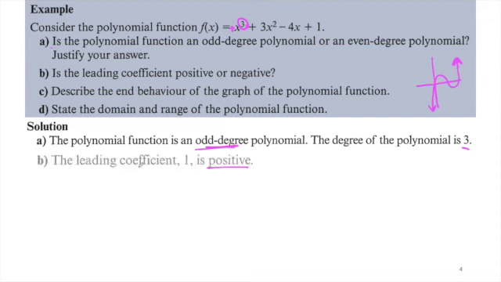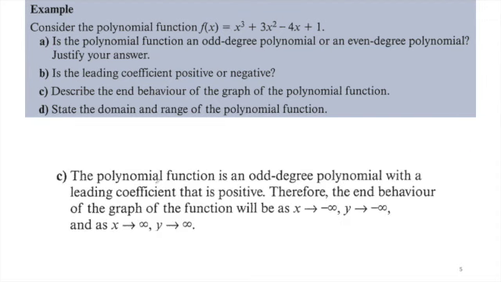The end behaviors, okay? Because the polynomial function is an odd degree with a positive leading coefficient, the end behavior of the graph will be, as x approaches negative infinity, so over here, your y is approaching negative infinity as well. And as x approaches positive infinity, your y is approaching positive infinity as well.